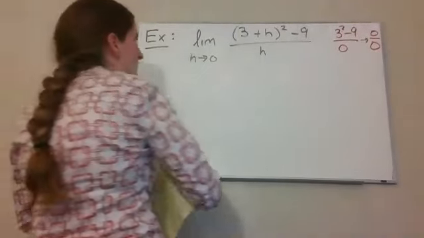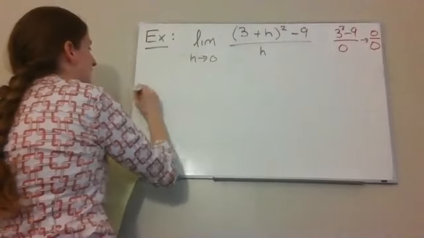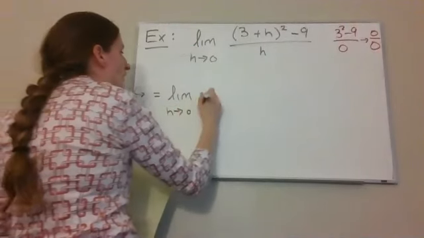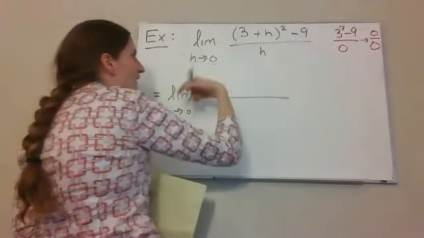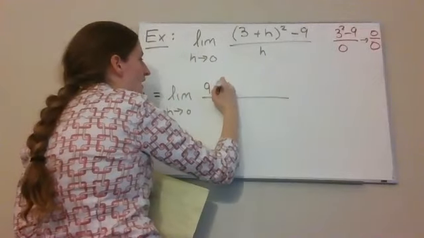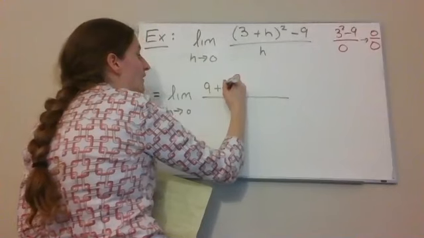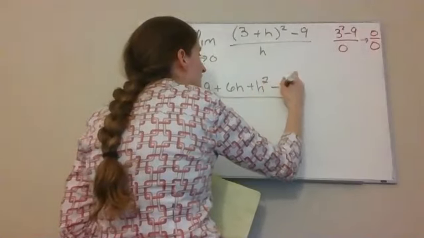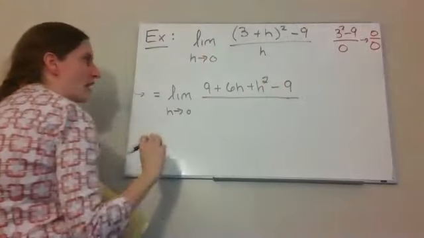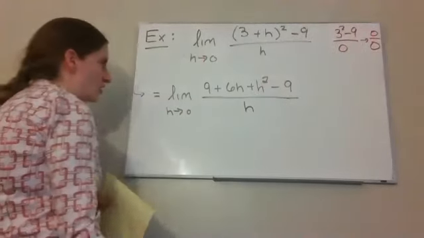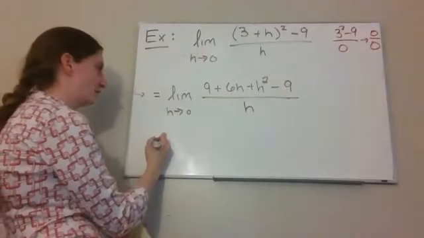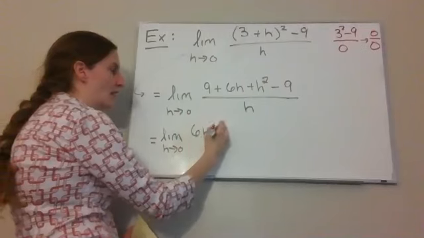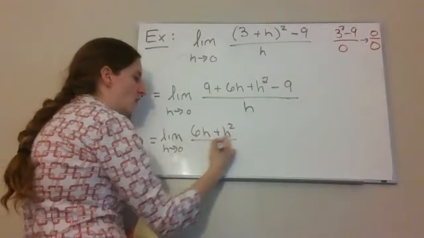So when I distribute, I'm going to have a limit as h approaches 0 of 3 plus h times 3 plus h is 9 plus 3h plus another 3h plus an h squared. And I still have my minus 9. And this is all over h. Let's combine any like terms that we have. I get a limit as h goes to 0 of 6h plus h squared over h.